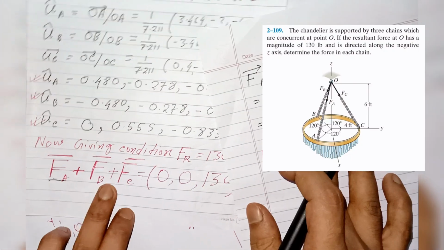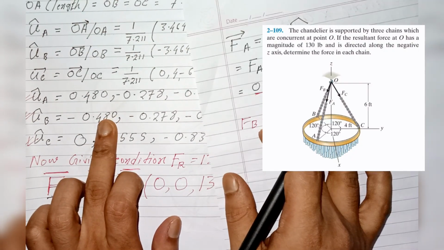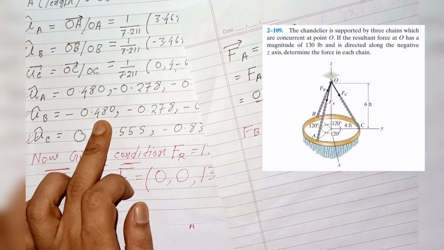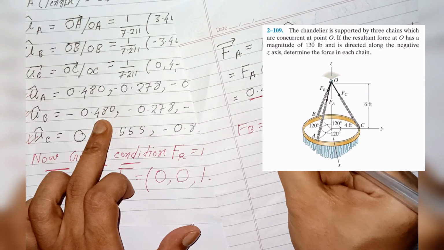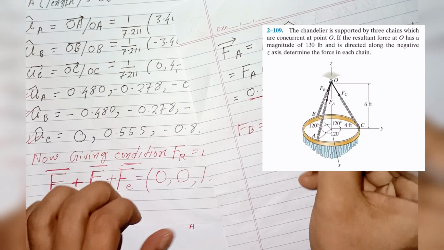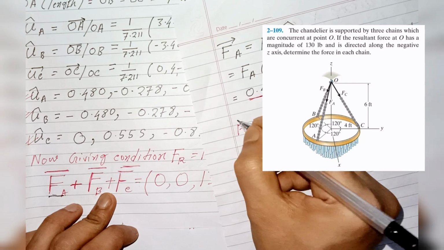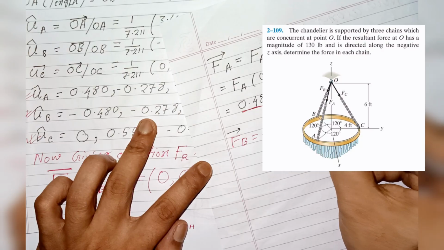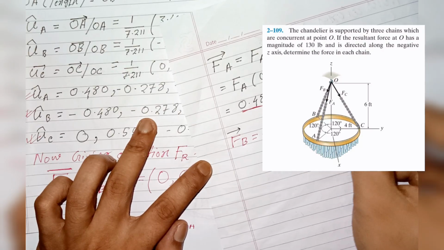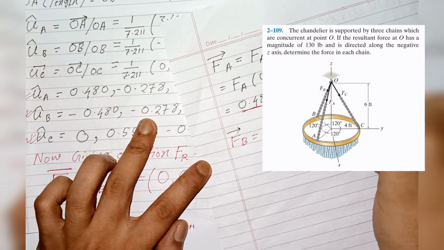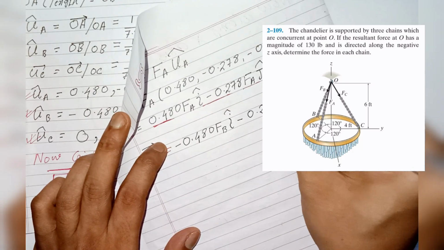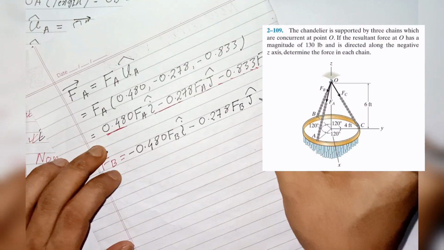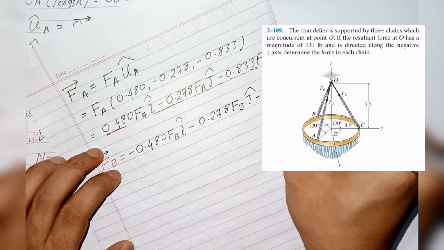Similarly, find the values of the F_B vector and F_C vector. Now the F_B vector equals the magnitude of F_B times the unit vector of B. In the format of i cap, j cap, k cap, you can directly write it as minus 0.480 F_B i cap, then minus 0.278 F_B j cap, then again minus 0.833 F_B k cap. Okay, this is the value of the F_B vector.